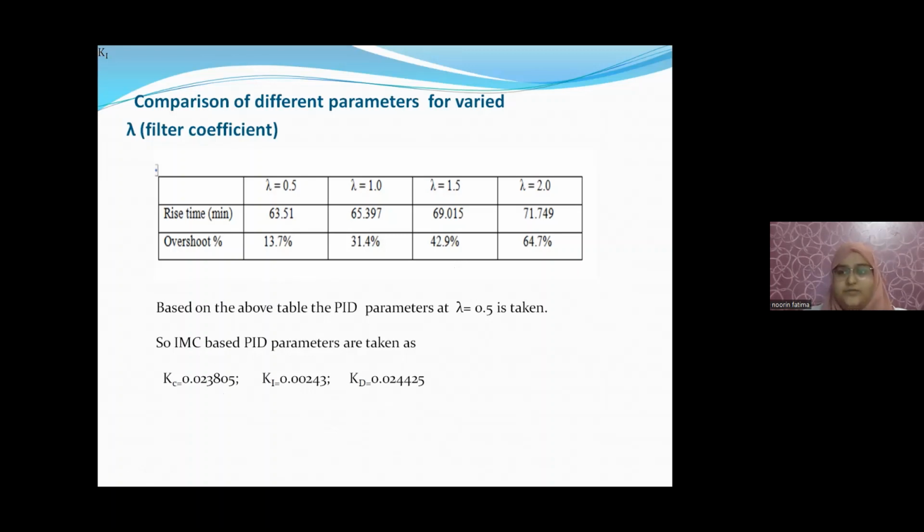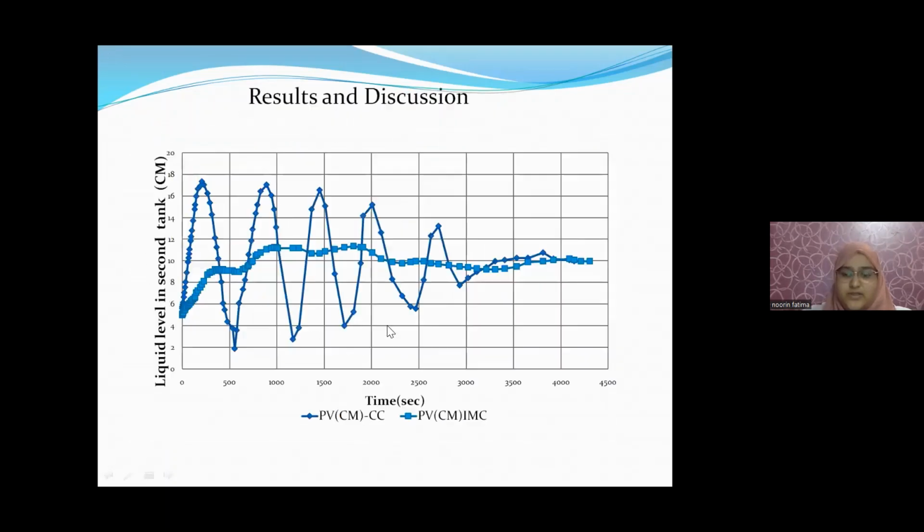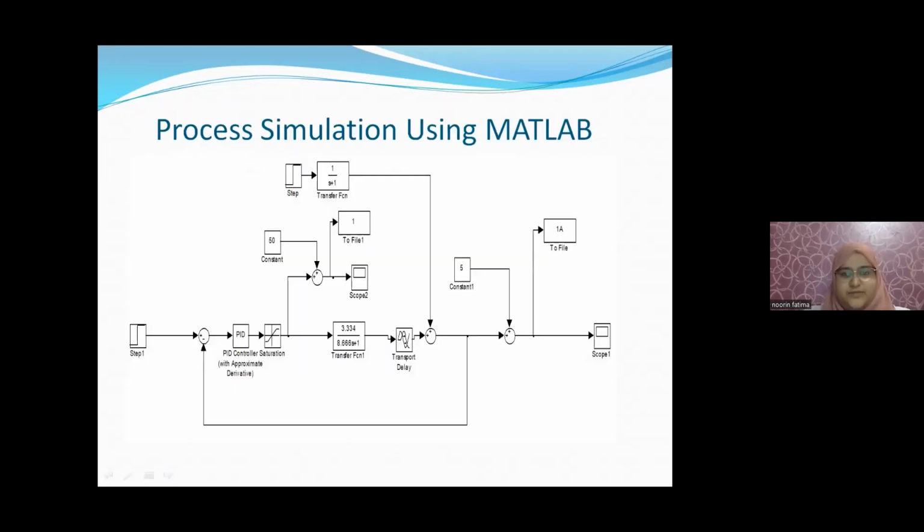Now we have both the PID controller and their parametric values. This was a simulation, and I used MATLAB software to see the simulation result. This was the block diagram for that. Here, this was the only difference: this was where the parameters were entered, and the scope was used to see how the process is going on.